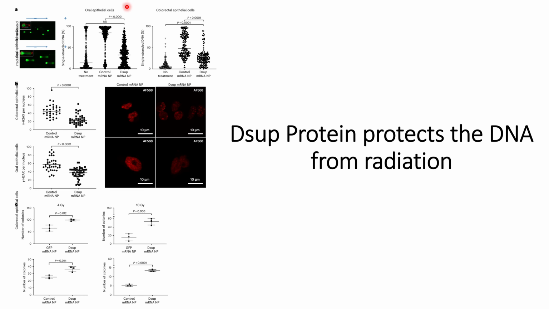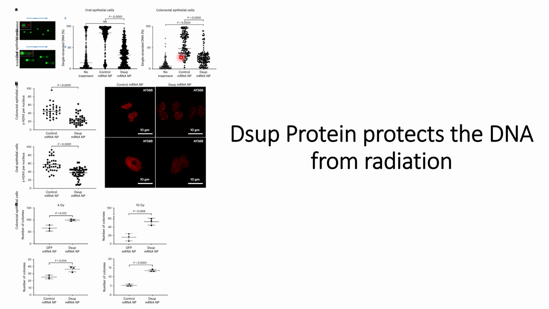And this figure is panel A, which is for the oral epithelial cells on the left, and the middle figure of panel A, and the right hand side of panel A is for the colorectal epithelial cells. And in this case also they see the same results, that is, single stranded DNAs are low where these mRNAs are transfected, when they check these damaged cells using the COMET assay.